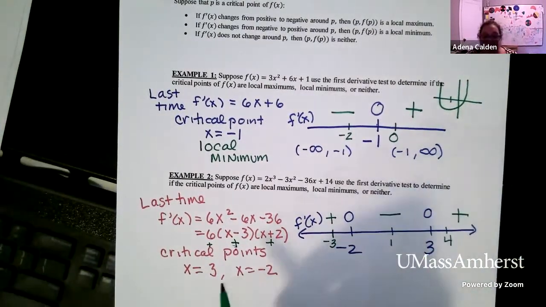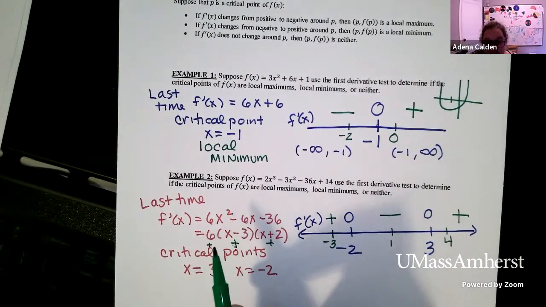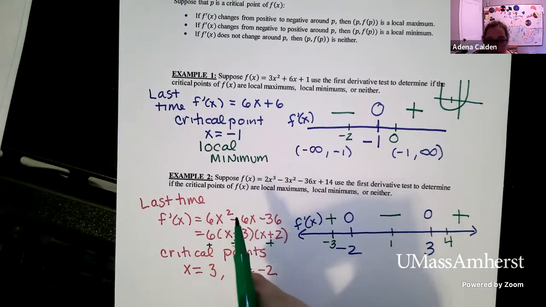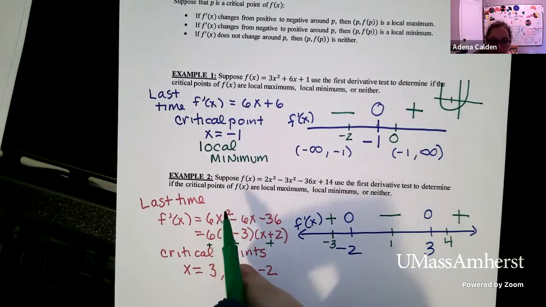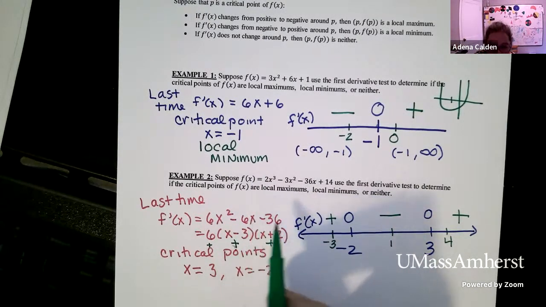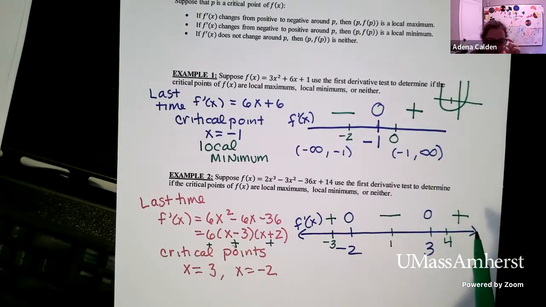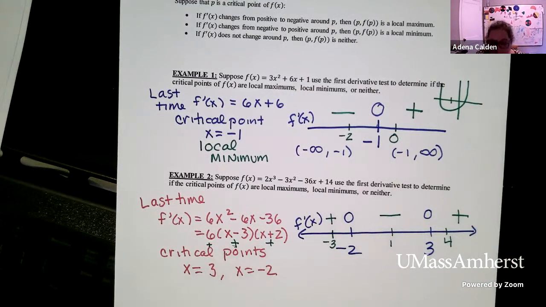And again, if you don't like this type of analysis, you can literally plug it into the first derivative on your calculator and look at the sign. It's the same thing, right? So you can plug a 4 in here, 6 times 4 squared minus 6 times 4 minus 36, right into your calculator, and you should get something that's positive. Okay, same idea.